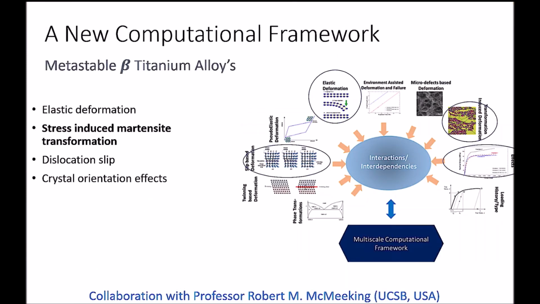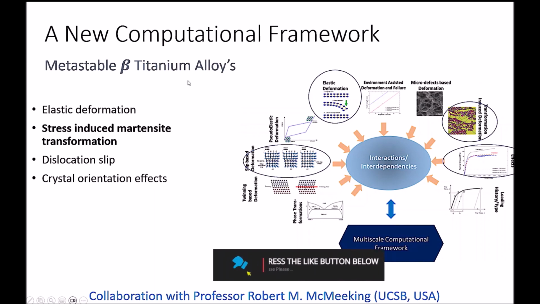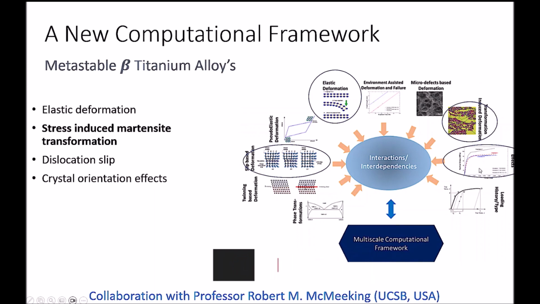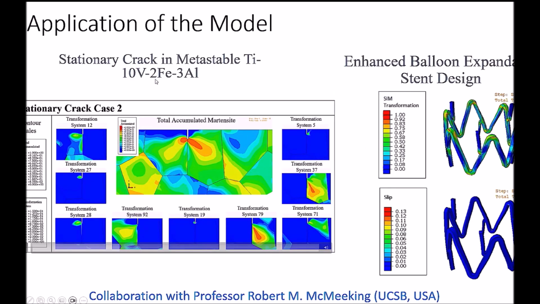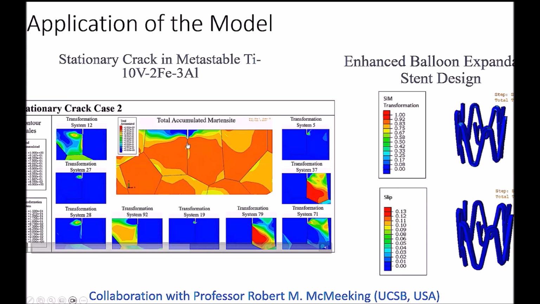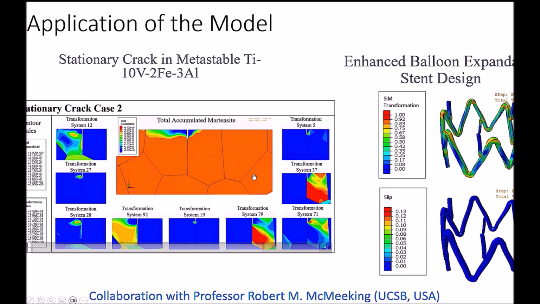Nowadays, we are working on another new alloy, which is metastable beta titanium alloy. In this case, if you remember, previously we only had slip, elastic deformation, and crystal orientation effects. Now we are also accounting for transformation induced plasticity. When you start deforming this metastable beta titanium alloy, it transforms from BCC to some other crystal structure, BCT structure, and we need to account for that. This is a collaboration with Professor McMeeking from UCSB, University of California, Santa Barbara. You can see we have developed the model. This is the case of a stationary crack, and you can see how the transformation really influences the crack behavior in this case. So we are investigating that.